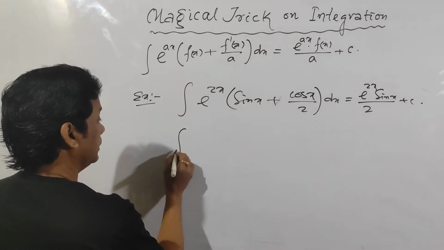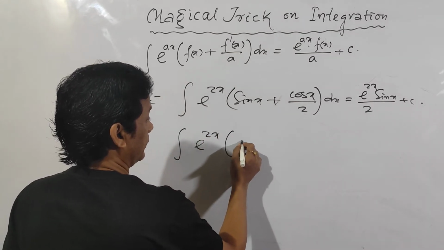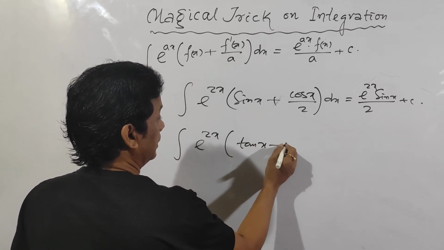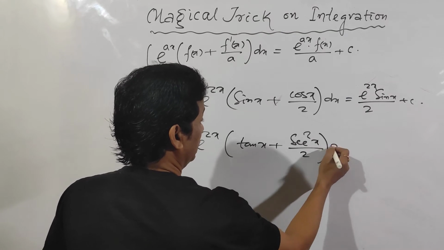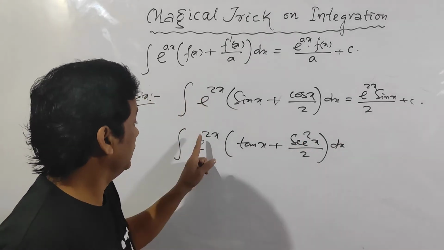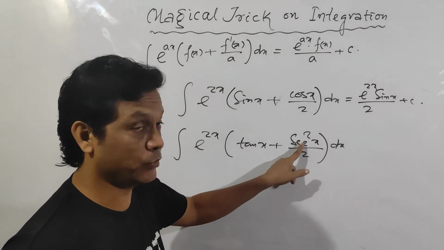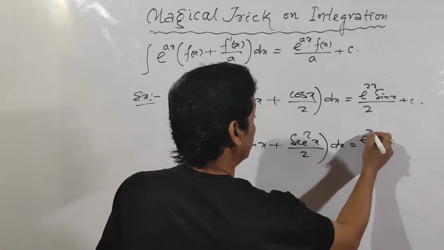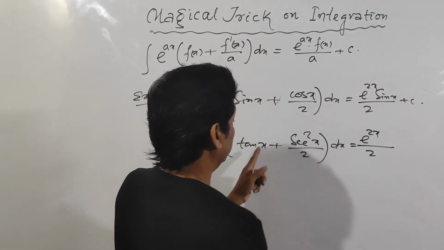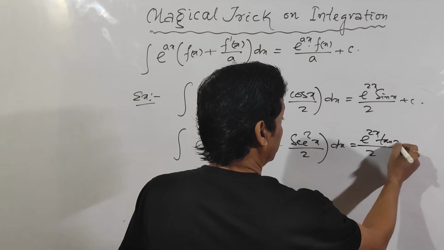Another example, e to the power 2x into tan x plus sec square x by 2 into dx. Here 2 is there, so 2 is divided here, and derivative of tan x is sec square x, so it is in this form. So the answer will be equal to e to the power 2x by 2, then here f is tan x, so multiply tan x plus c.